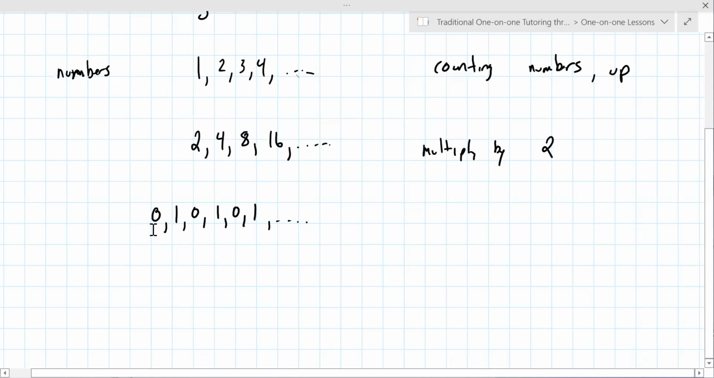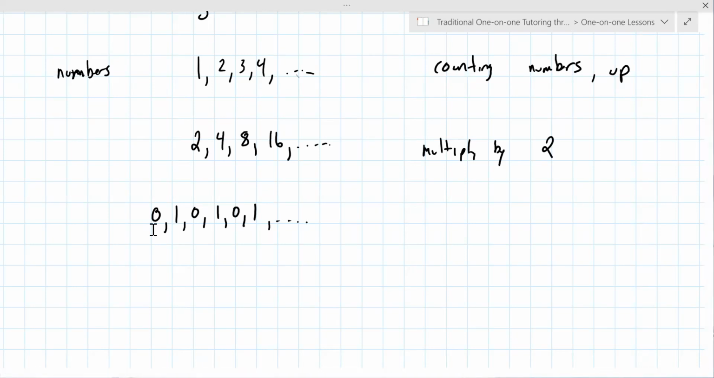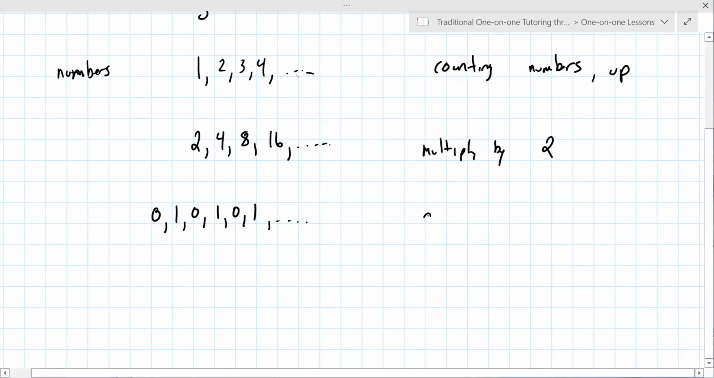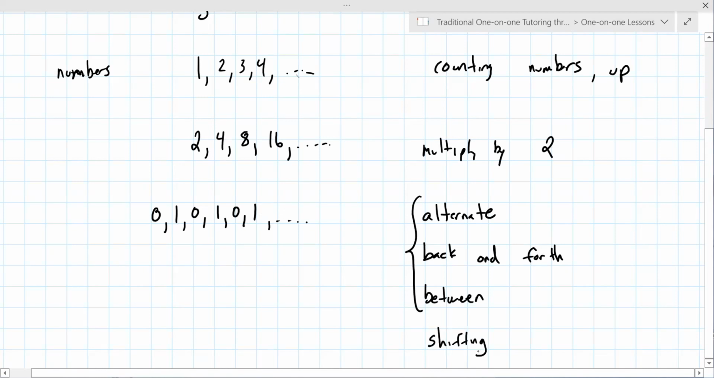Can you think of any other words that might make sense here to describe this? I don't know. Okay. How about a word like alternate? What does that mean? Back and forth. I haven't heard of these new words. That's okay. That's part of geometry. It's more wordy than other math classes. Back and forth, between. These would all be good words to describe this, because it's moving back and forth. You could even use the word shifting.